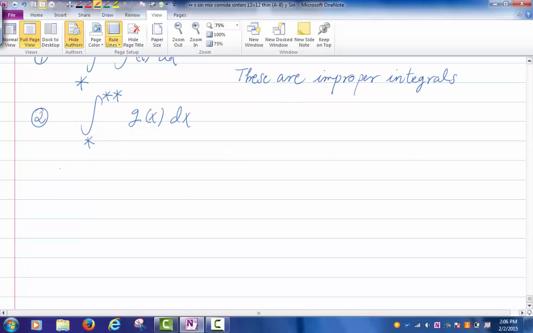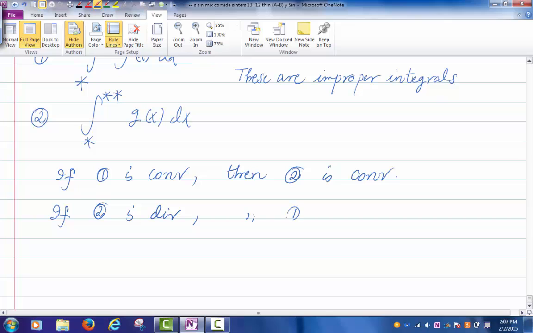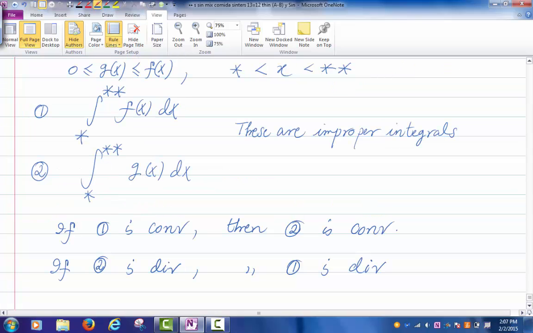So the comparison theorem says if 1 is convergent, then 2 is convergent. Okay? If 2 is divergent, then 1 is divergent. Now let me ask you this. What if 1 is divergent? What can I say about 2? You don't know, actually. Very good.